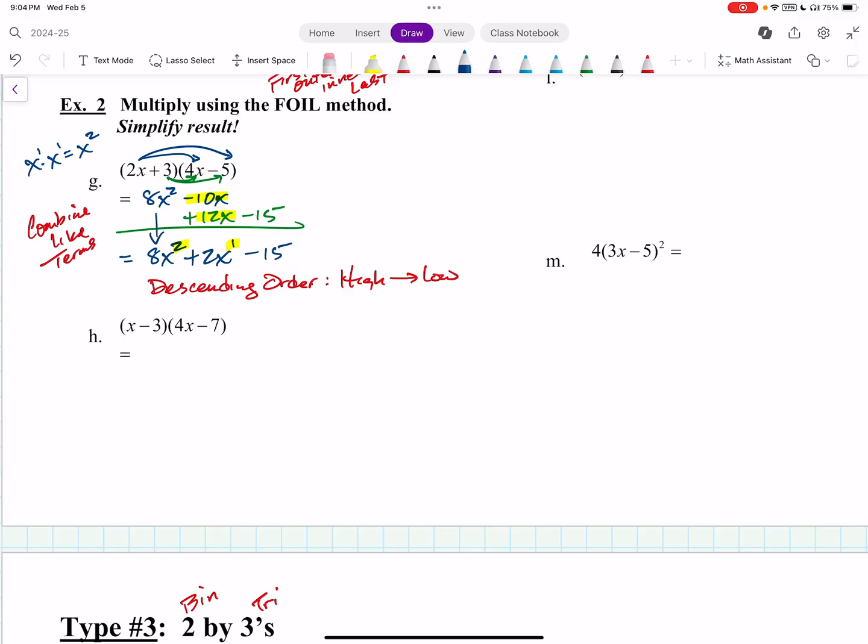So we have x times 4x, which is 4x squared. Again, x times x is always x squared. That's the first times first. In FOIL, that's first times first.